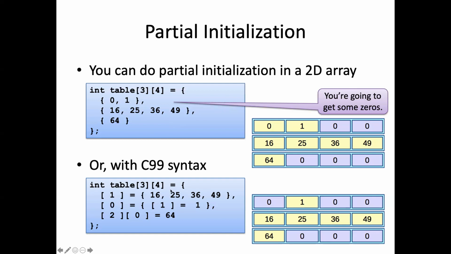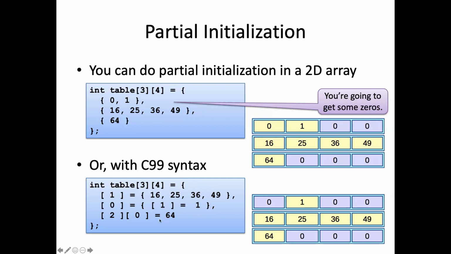I want a 3 by 4 table. Let me tell you about row number 1. So this sequence, 16, 25, 36, 49, goes at row 1, so that fills in this row. And then after I've done that, I back up and say, now let me tell you about row 0. Within that row, I skip around. Effectively, I'm saying, I don't want to talk about element 0. I want to talk about element 1. Just put a 1 there. So that's where this 1 comes from. That's the only thing I said about row 0, so the rest of these elements get initialized to 0.